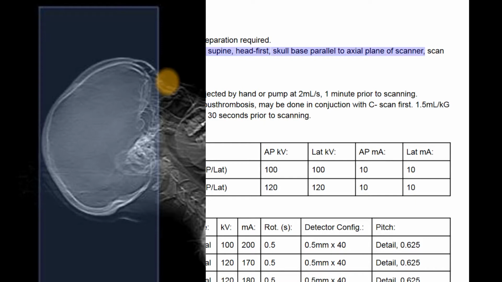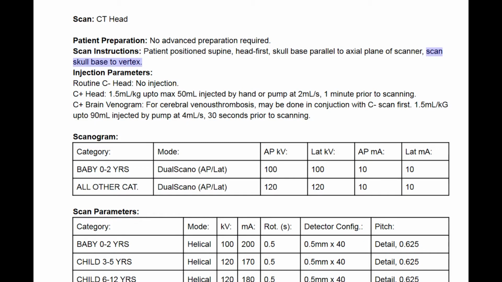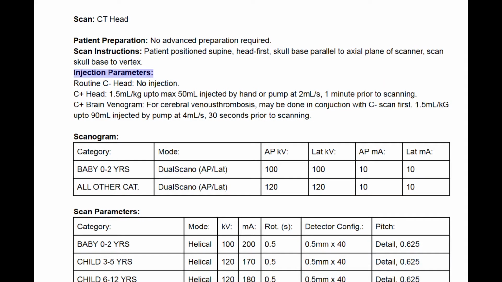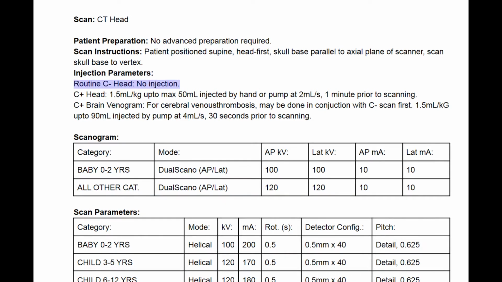Next, we have the Z-axis coverage, which says scan skull base to vertex. So we're scanning the whole brain. That's pretty self-explanatory. Then we have the injection parameters, and here we have a few different protocols. So if the requisition is graded as C-, that means it's a non-contrast study, also known as an unenhanced study.